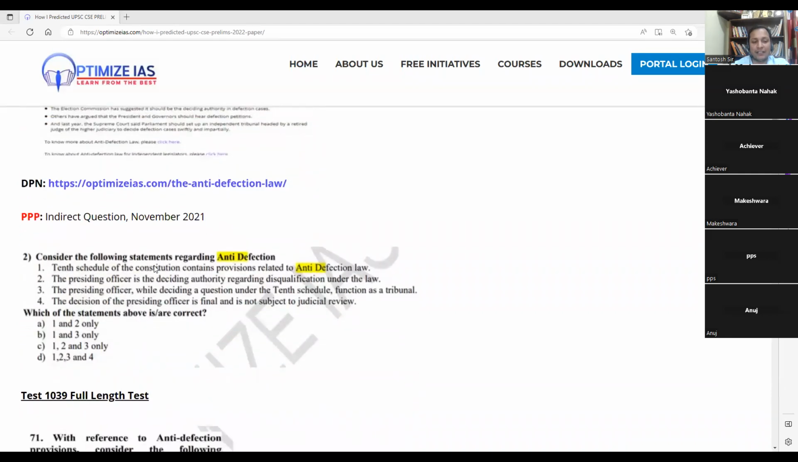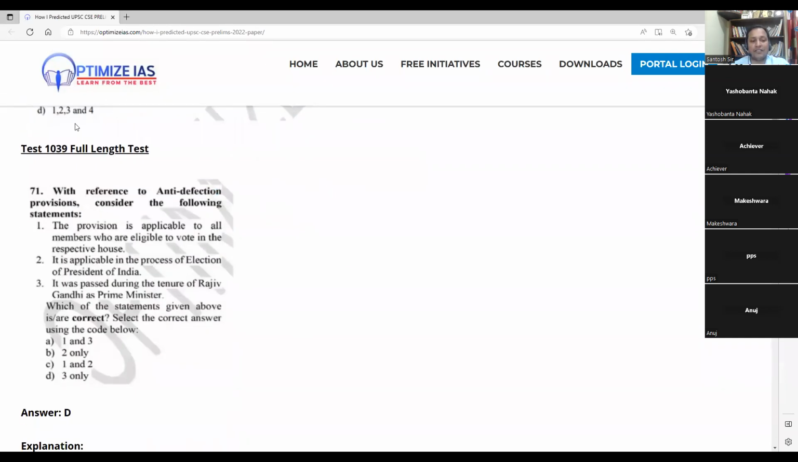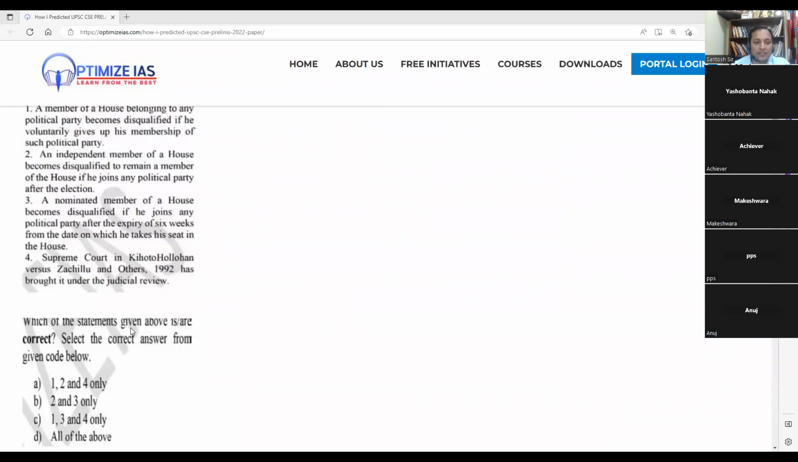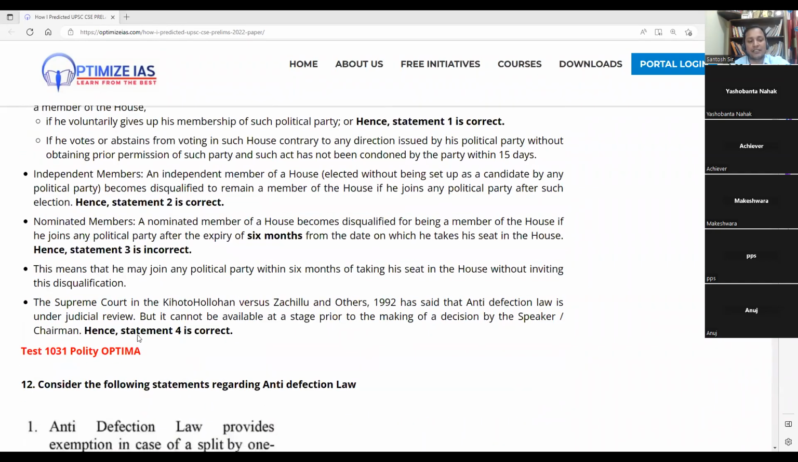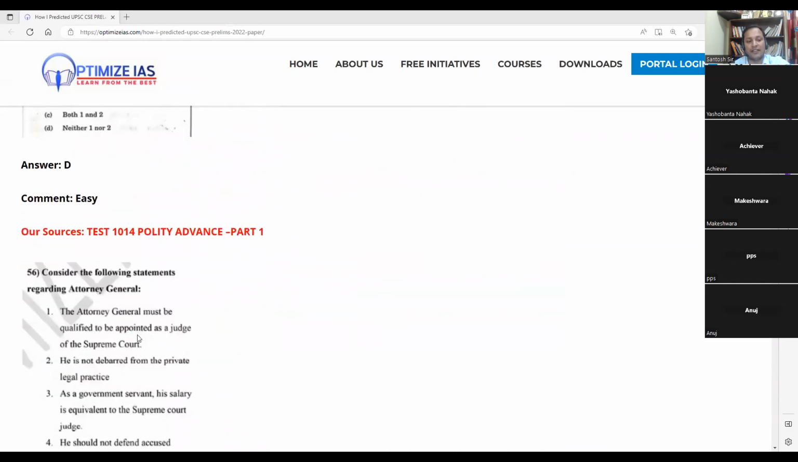Exactly, we have given the question also: consider the following regarding defection. Exactly the same question we have given in the full length test also. We asked a question on defection because defection was in the news last year. You see, so many questions on defection in Optima, polity Optima, everywhere.